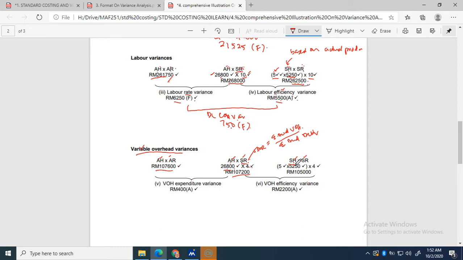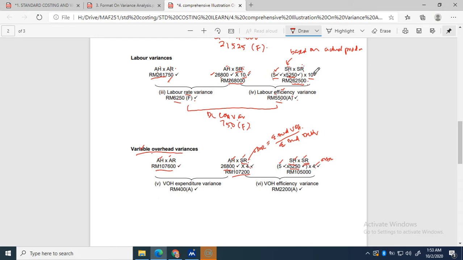How about the last column? The last column is standard hours. The standard hours here are the same as labor hours. Standard 5 hours per bottle, so you times with the actual bottles. So standard hours should be the same as labor hours. The difference is the rate. The rate here refers to the second column, 4 ringgit per hour, which is the OAR for variable overhead.